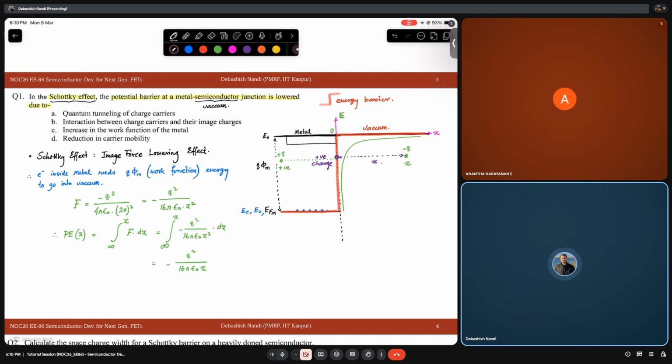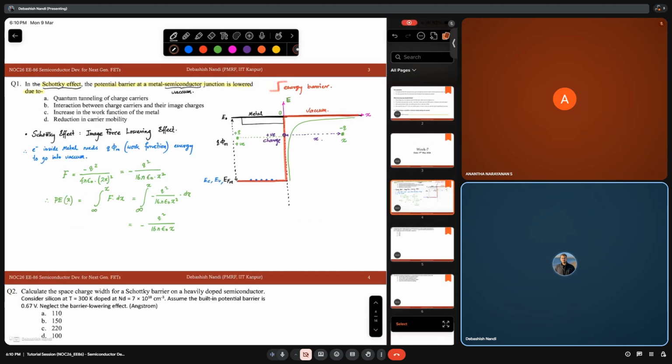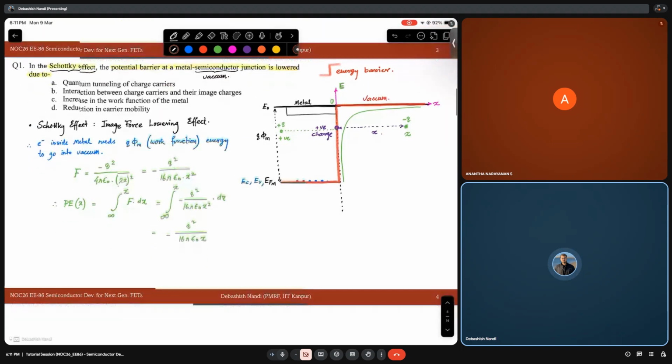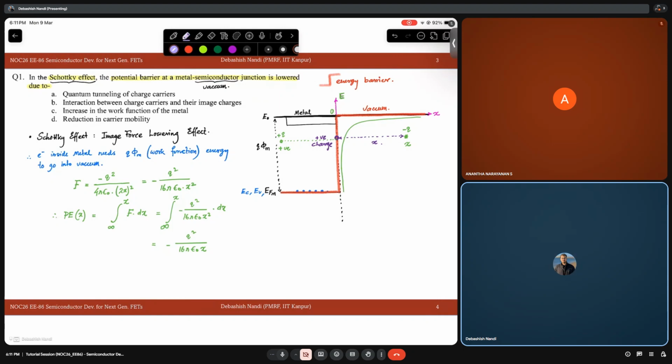So far we have not considered the presence of any electric field, apart from the one present from this to this. Now assume that we have some external electric field in this direction. This is the external electric field. Now, what will be the potential energy of this charge due to this?